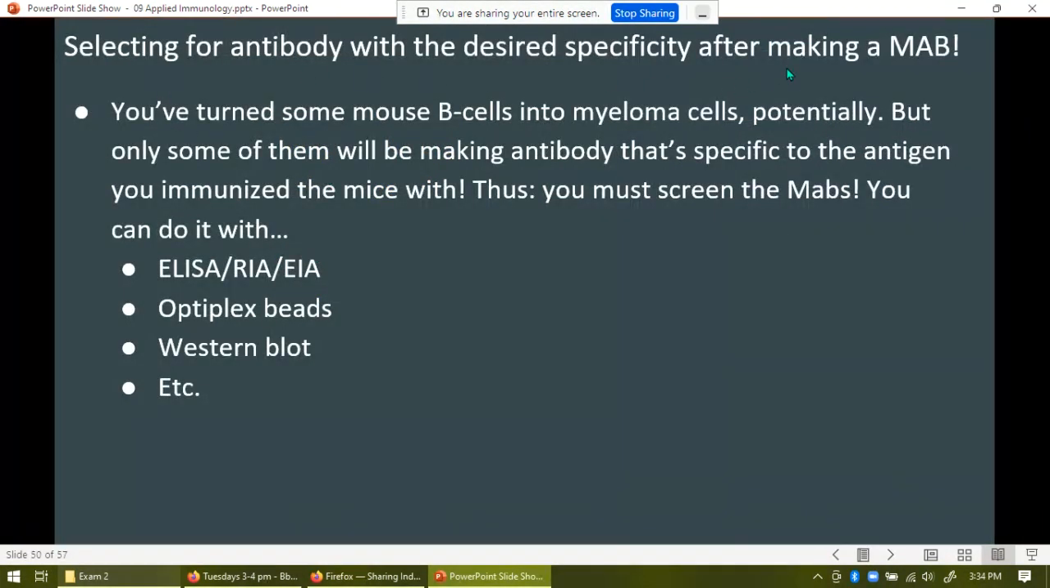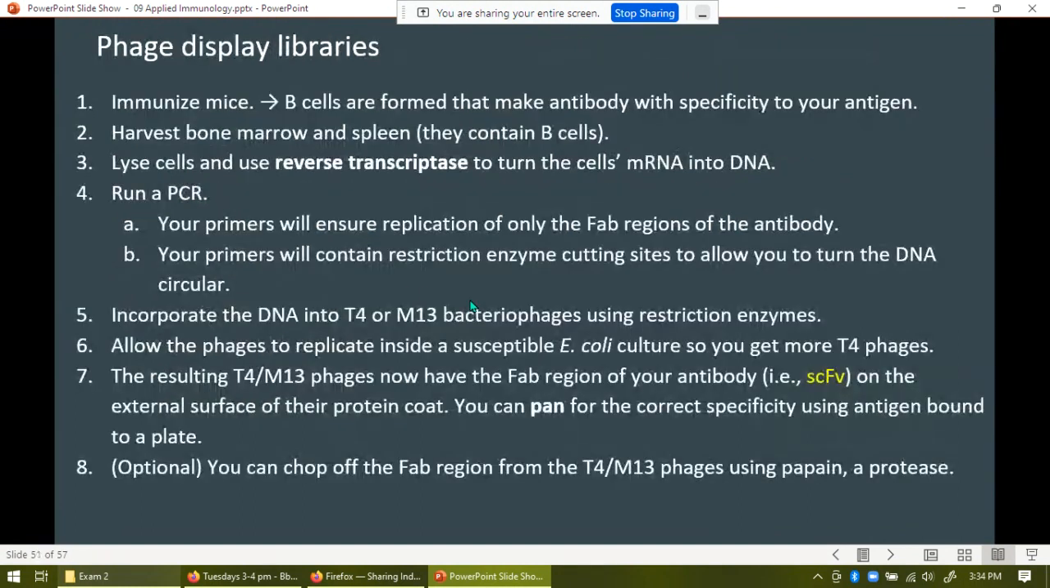So remember, you have to select for the antibody with the desired specificity, and you're only going to clone the cells that are making that antibody. Okay. So that is monoclonal antibodies, and I still don't hear any questions. So feel free to interrupt me at whatever point. You can raise your hand, I'll hear it, or you can just unmute yourself and I'll hear it.